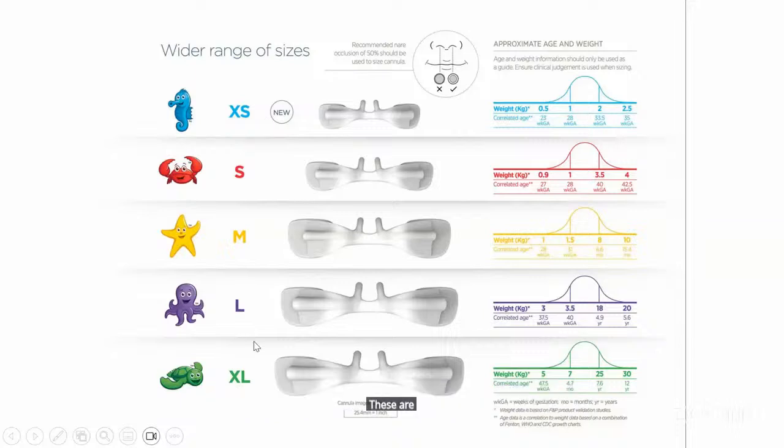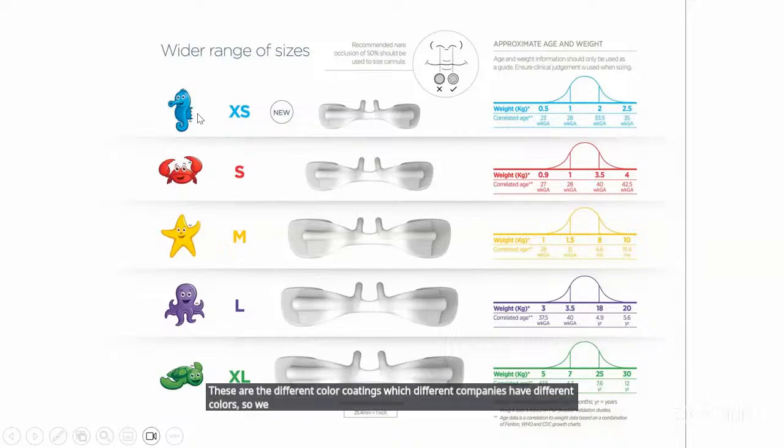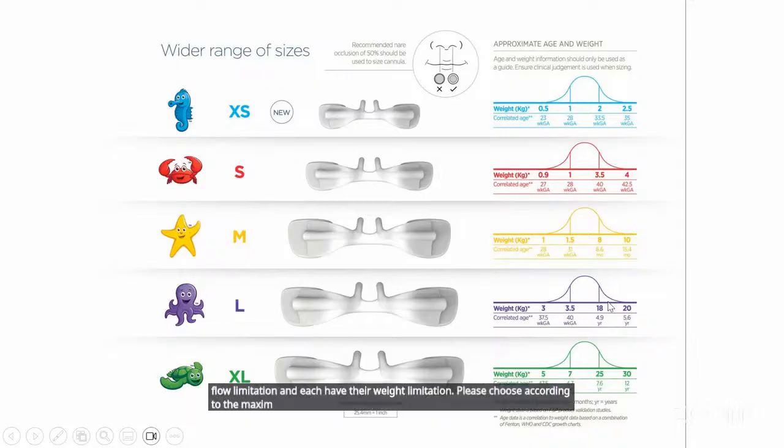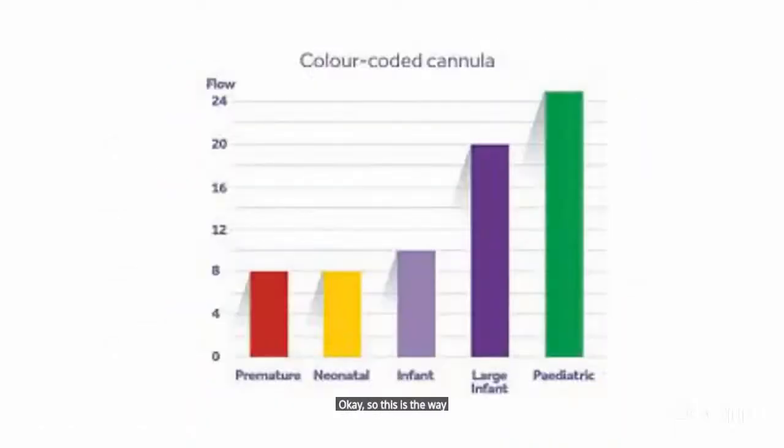These are the different color codings, which different companies have differently, so we don't remember by name. Just see that it can be used in a wide variety, from preterms to the pediatric population, and each has its own flow limitation and its own weight limitation. Please choose according to the maximum weight it can be used up to and the maximum flows it can deliver. Okay, so this is the way it has to be chosen.